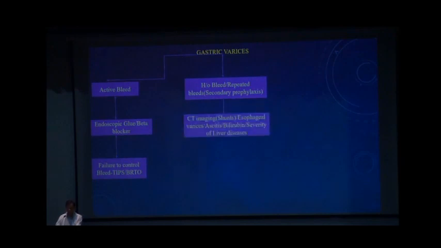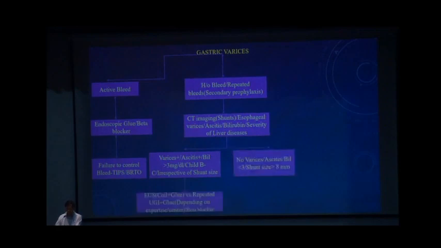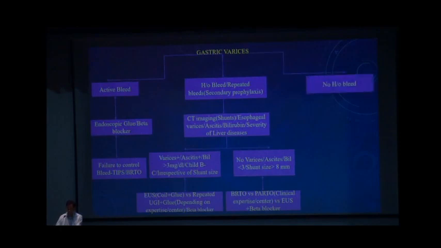For secondary prophylaxis, you use CT imaging, look for shunts, significant size of shunts, look for esophageal varices, ascites, severity of liver disease, the bilirubin levels. If there are varices, there is ascites, bilirubin of more than 3, Child B cirrhosis, whatever be the shunt size, in all likelihood you cannot use a BRTO in this scenario. So use either EUS versus repeated endoscopic glue along with beta blockers. The second scenario is if there are no varices, there is minimal or no ascites, bilirubin less than 3 and a significant shunt size of more than 8 mm, you can consider a PARTO or BRTO in this scenario versus an EUS.